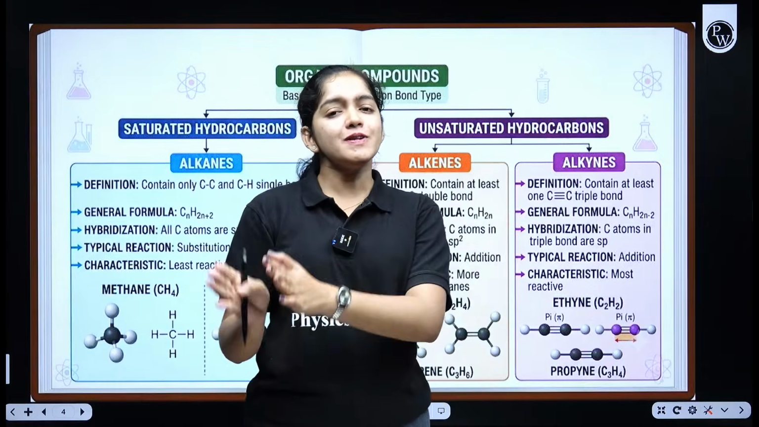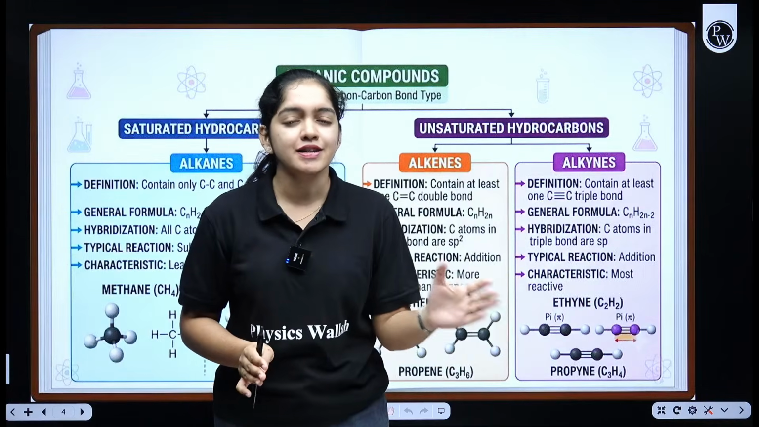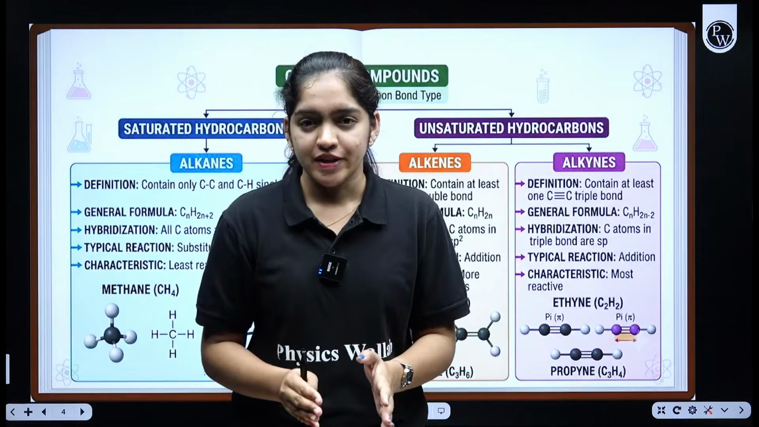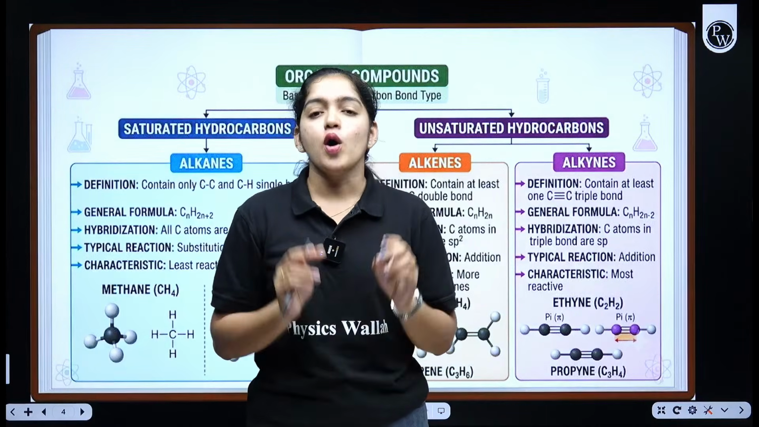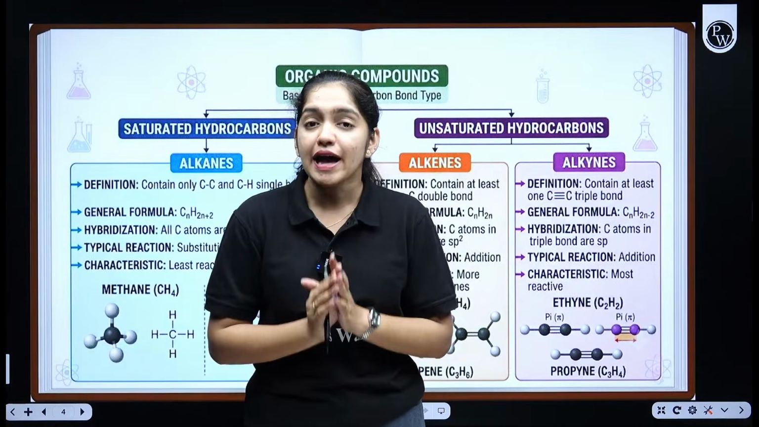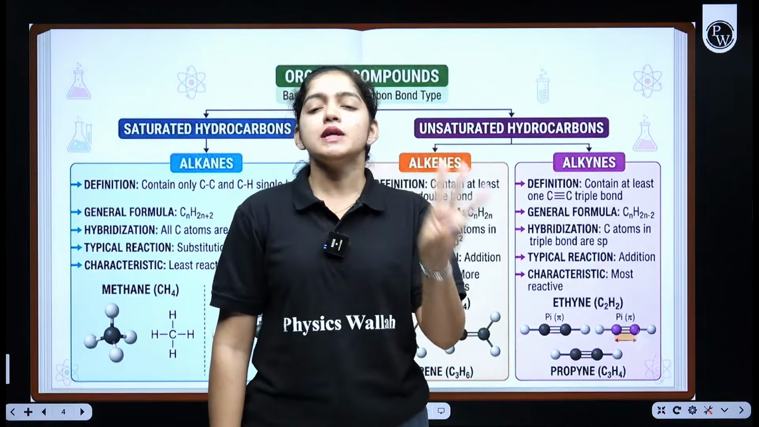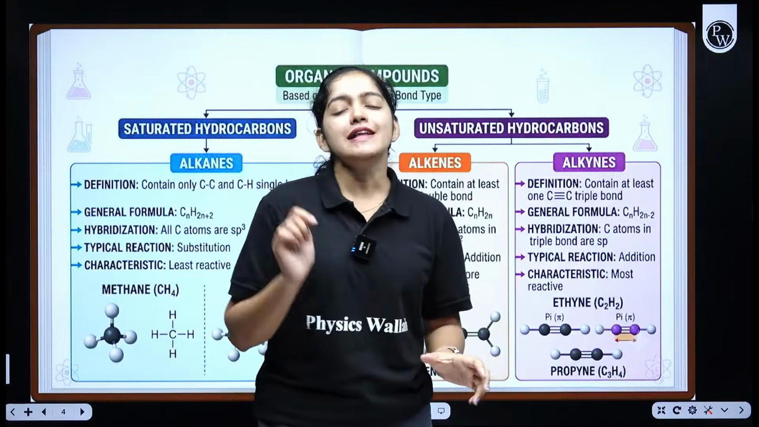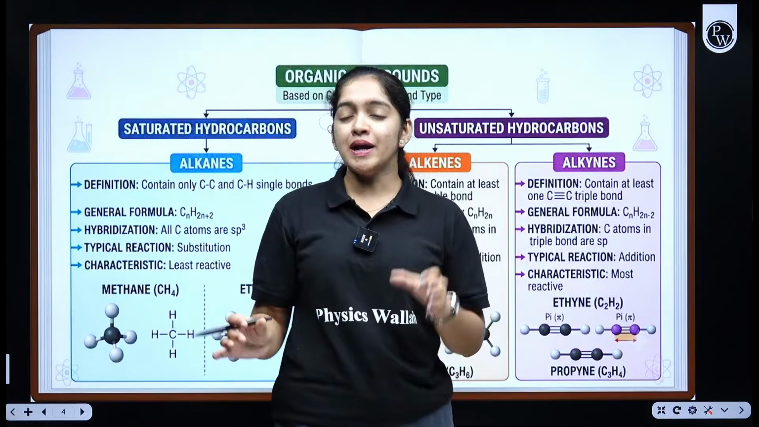So first we learned about the saturated. Now we are going to study unsaturated hydrocarbons. Unsaturated means carbon-carbon containing a double bond or triple bond between them. At least one double bond or triple bond between carbon-carbon is known as what? Unsaturated hydrocarbons. And we are going to divide them into double and triple.